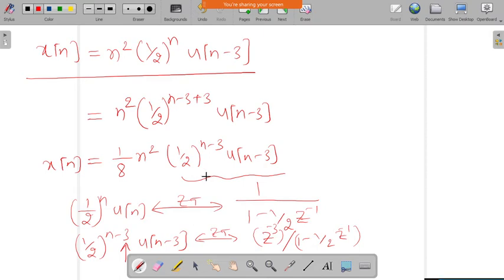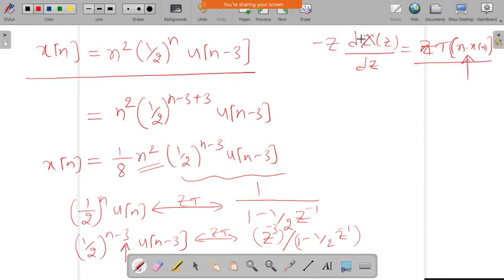Yes, sir. Okay. Now after this, there is an n factor, that is n square. Recently we discussed differentiation in the Z domain, which is the Z transform of n into x of n. If we have n into x of n, then we multiply minus z with the differentiation of x of z. Here n square is there, so we need to differentiate 2 times, not 1 time.